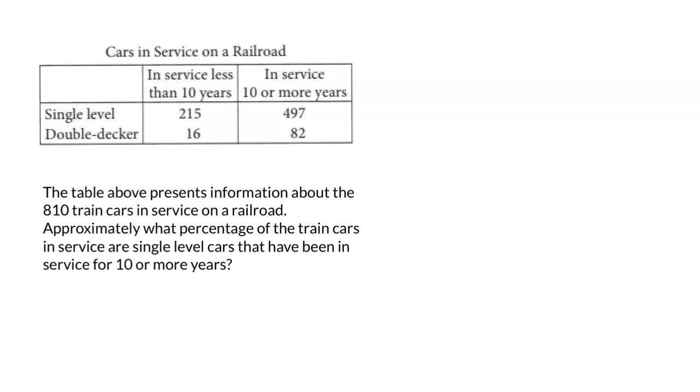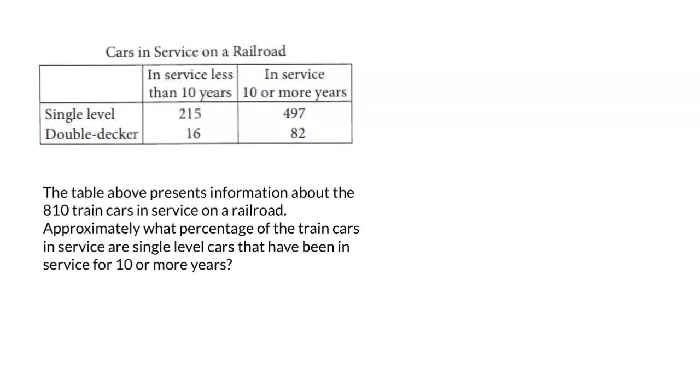And so it says that the table above presents information about 810 train cars in service on a railroad. And we want to know approximately what percentage of the train cars are single level cars that have been in service for 10 or more years.